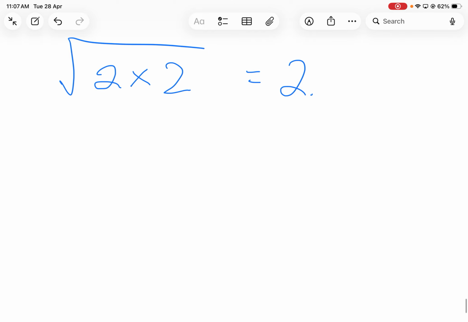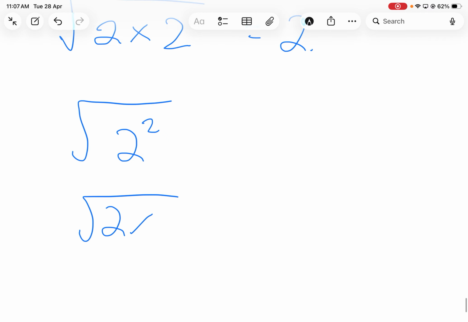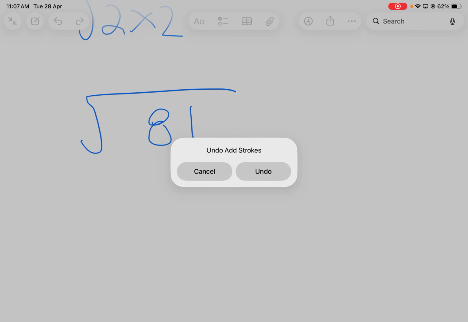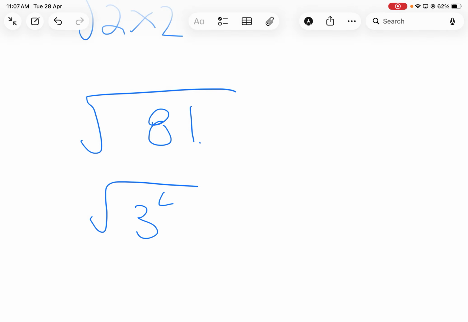Another way of writing 4 is actually 2 squared. And 2 squared itself is 2 times 2 already. Why is it 2 times 2? Because I split the 2 equally into 2 parts. 2 squared, I split it equally into 2 parts, becomes 2 times 2. So if I were to go to another number, let's say I want to square root 81. I can write 81 as 3 to the power 4. 81 is actually 3 to the power 4.